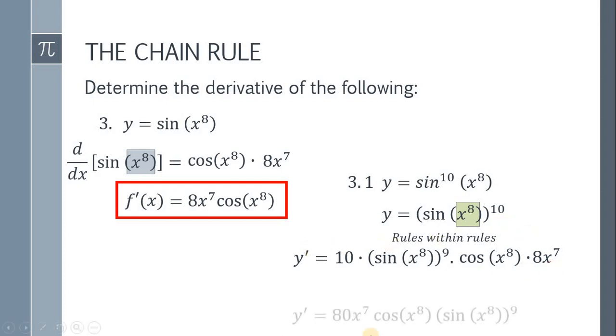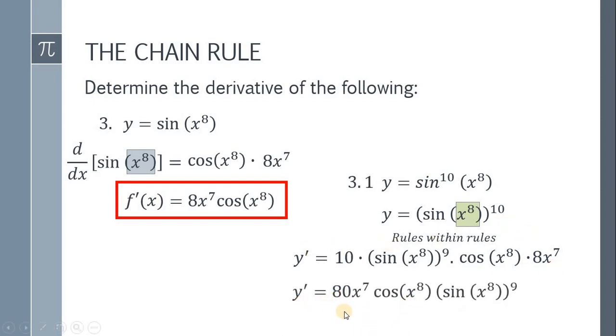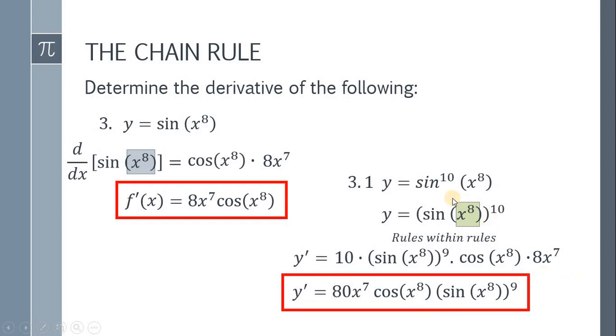Now, simplify natin, we get y prime is equal to 80x raised to 7 cosine of x raised to 8 multiplied by sine of x raised to 8 raised to 9. And there you go. This is the derivative of our function sine raised to 10 of x raised to 8. And we're done.